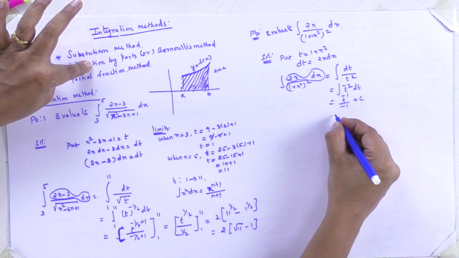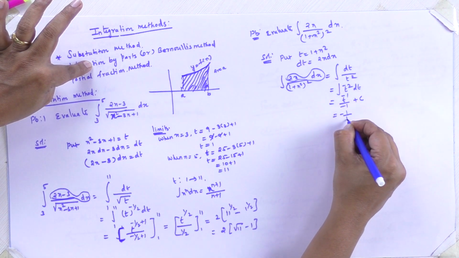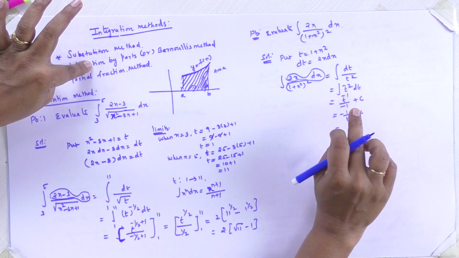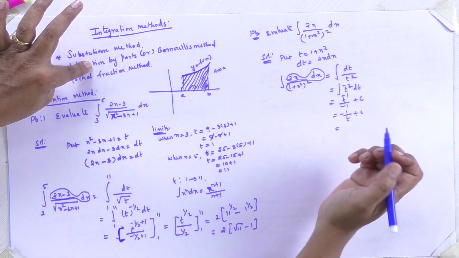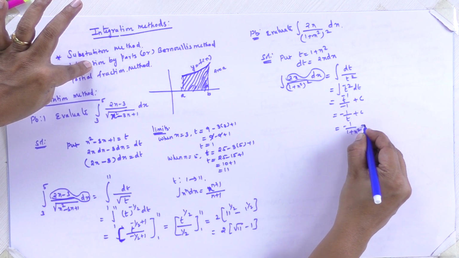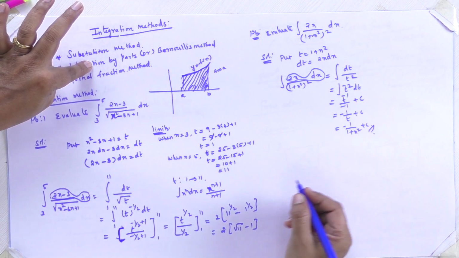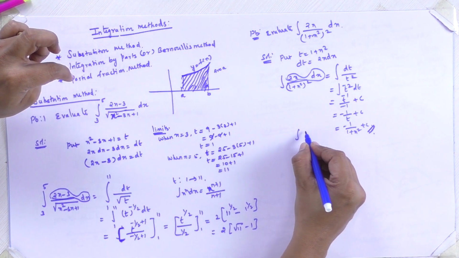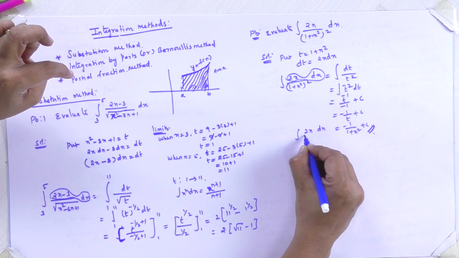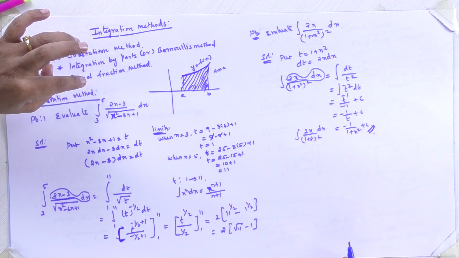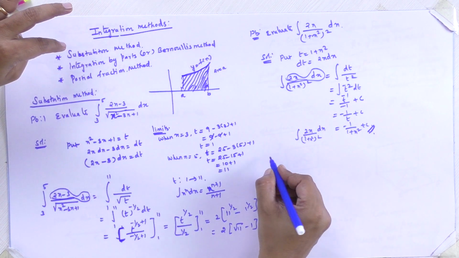This is an integration constant. So we can write minus 1 by t plus c, but this is a variable. What we have taken is t equal to 1 plus x square. So we have to substitute that t is equal to 1 plus x square. Finally, we get the result: the indefinite integral of 2x divided by 1 plus x square the whole square is equal to minus 1 by 1 plus x square plus c.